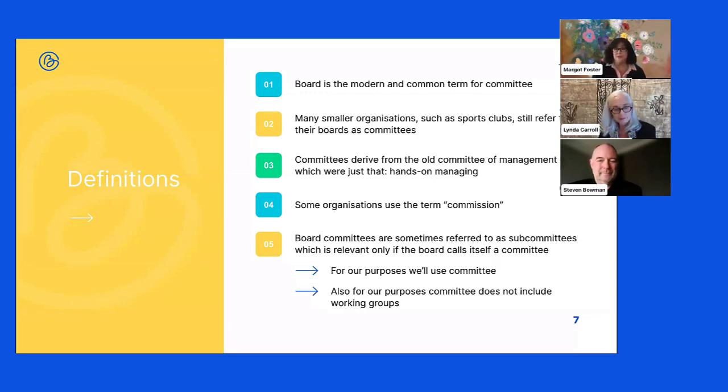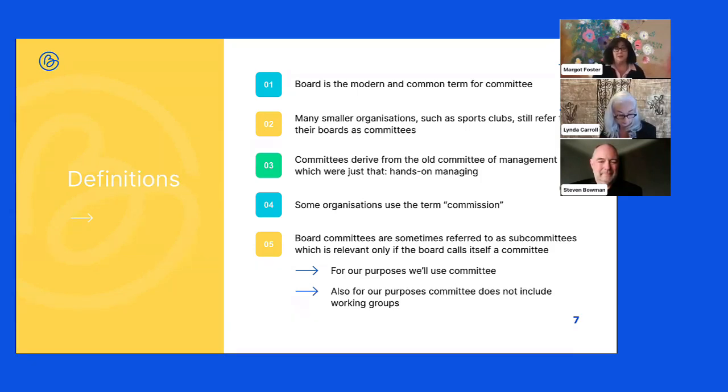Committee itself derives from the old Committee of Management, which unfortunately I had to do some work with not so long ago, which is really a hands-on concept where everybody is trying to lead, be strategic and manage at the same time. And I'm sure we've all seen examples of that absolutely not working. Some organisations use the term commission, and I do a bit of work with international sport, and that's quite a common title for the subcommittees of those councils or congress boards that they have.